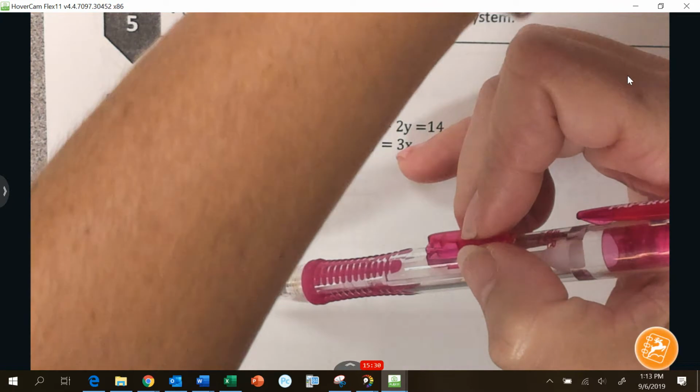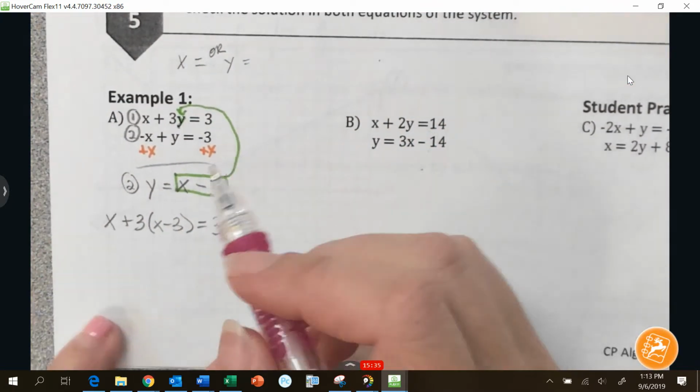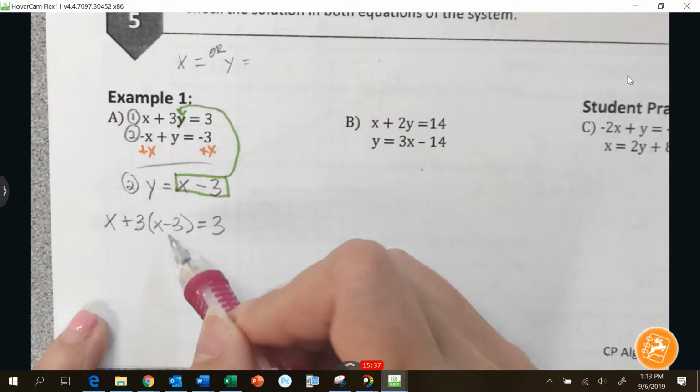No, because technically it's both equations. Because like this was one, but we stuck 2 inside, so it's both of them.